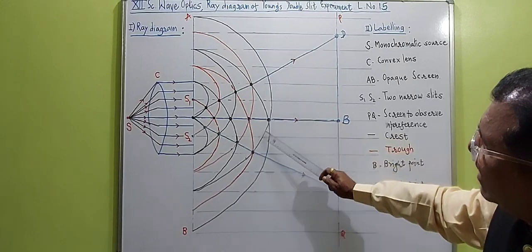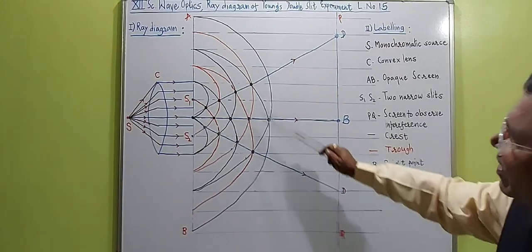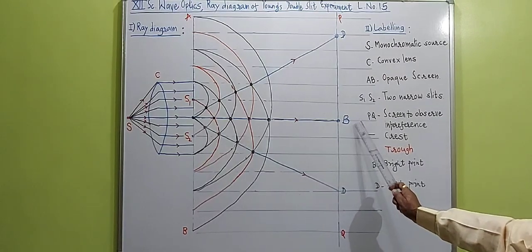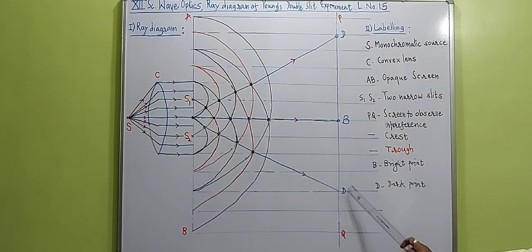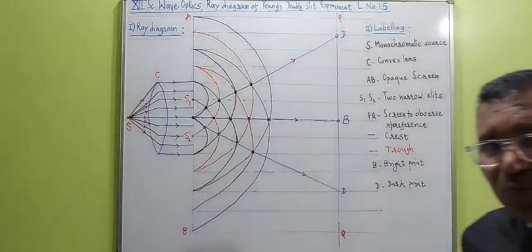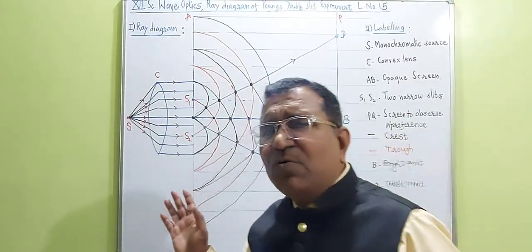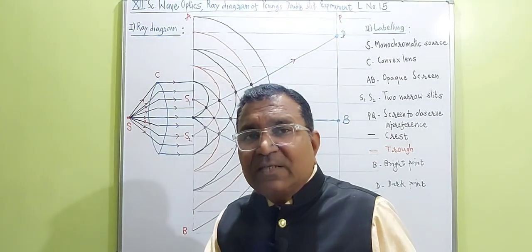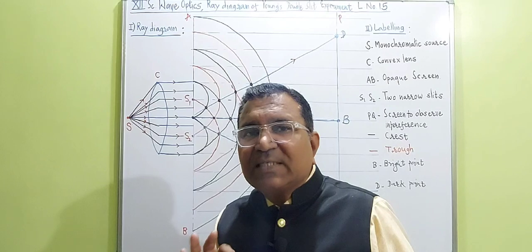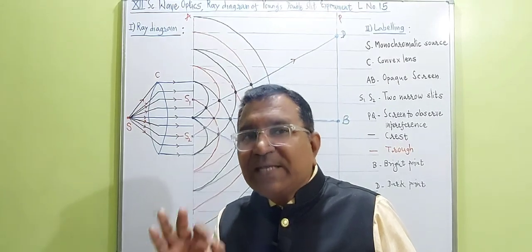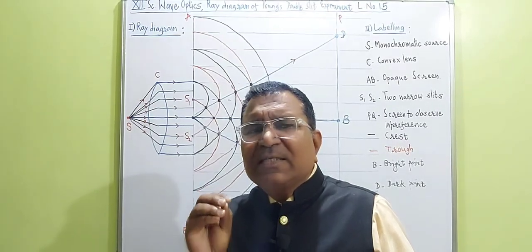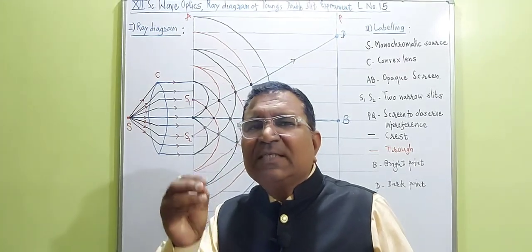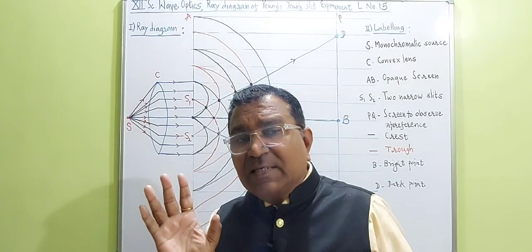The black line indicates crest while the red line indicates trough. B stands for bright point while D stands for dark point. So this is all about the ray diagram and labeling. Then today we have to discuss how to explain this within simple small sentences, within 6-7 sentences. Sentence number 1.